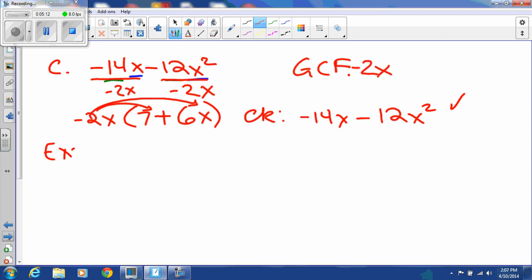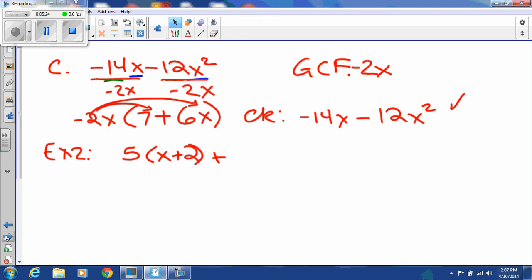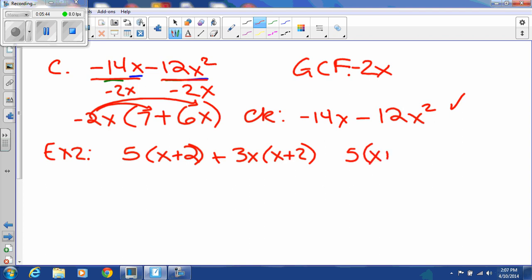In the second level of examples, we have a number outside parentheses times a binomial. To determine what the greatest common factor is, remember the number inside parentheses is simply a number. It's another factor. So when we factor, the first term is 5 times the quantity x plus 2. We can break that up, we get 5 times x plus 2. So 5 is a factor and x plus 2 is a factor.